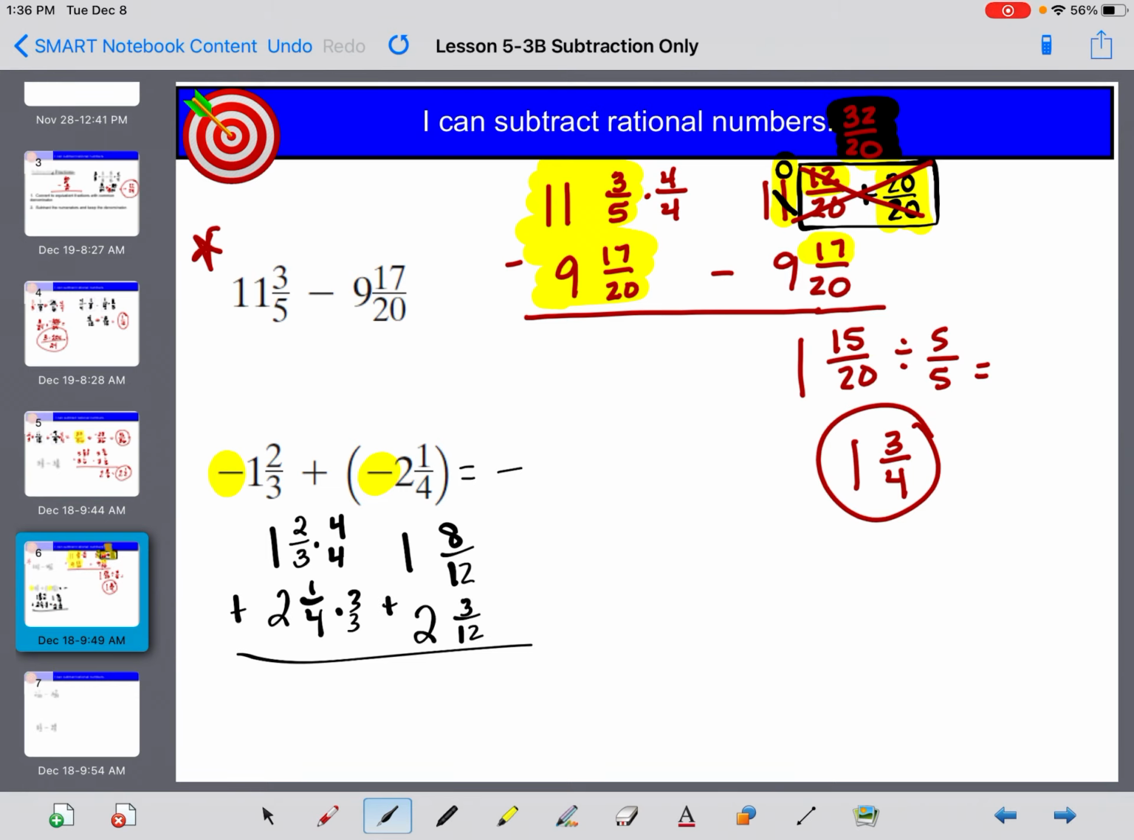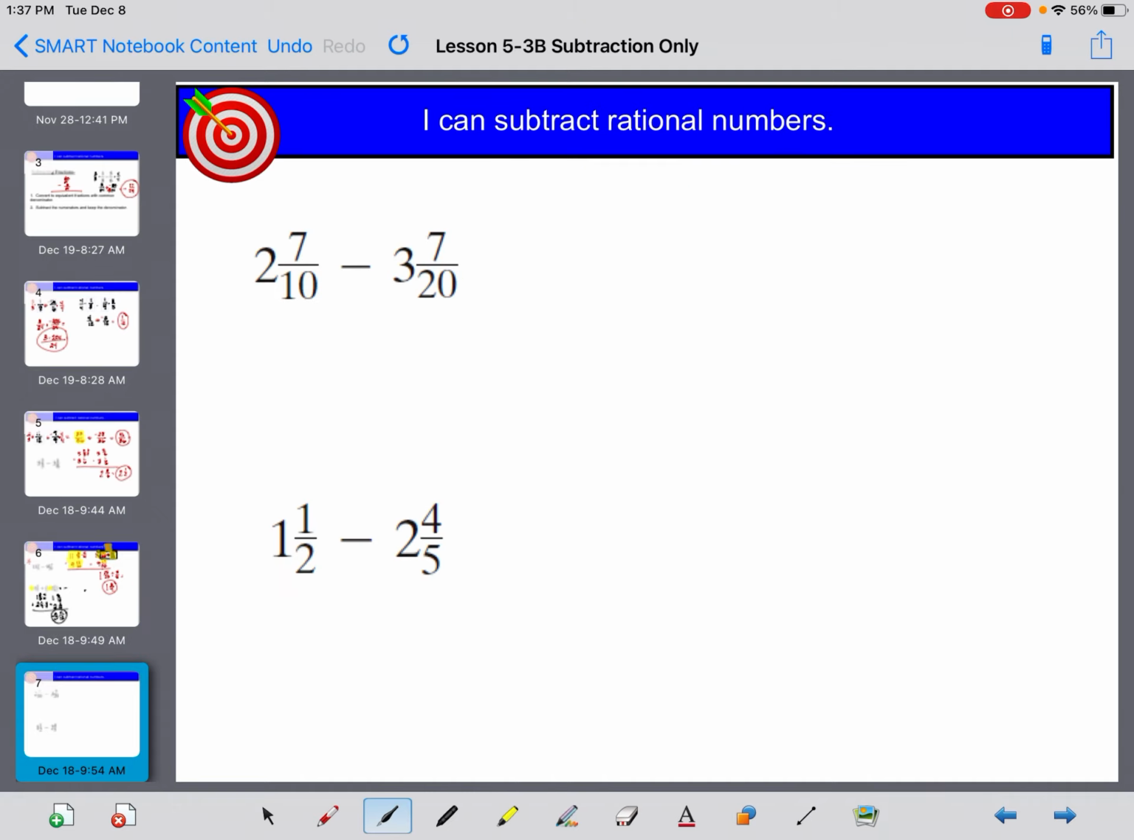All right, the first thing I needed to do was create equivalent fractions with a common denominator. This is where I got 1 8/12 and 2 3/12. Then I add 8 plus 3 and I get 11/12. 2 plus 1 is 3. And now that's not my final answer because I have a negative and a negative. So my answer is negative 3 and 11/12.